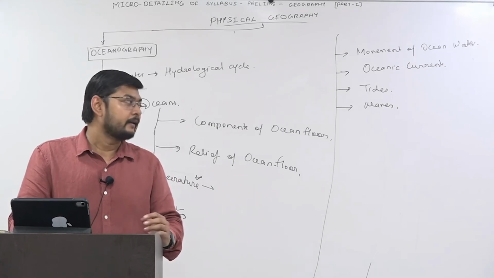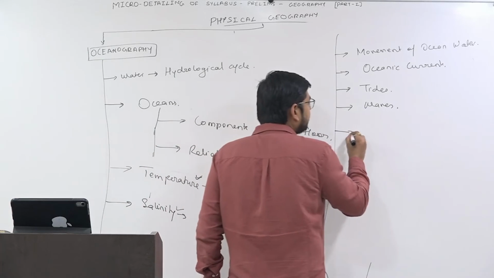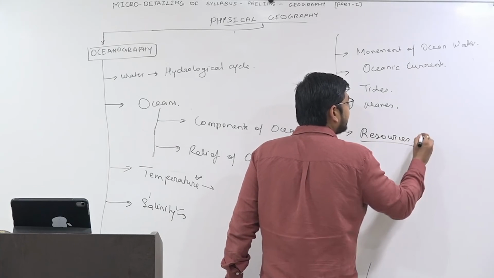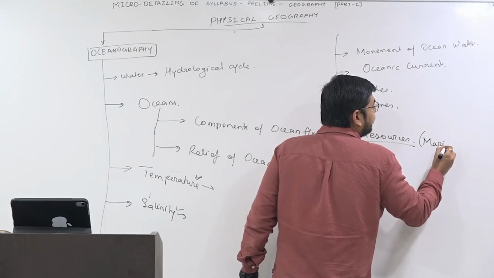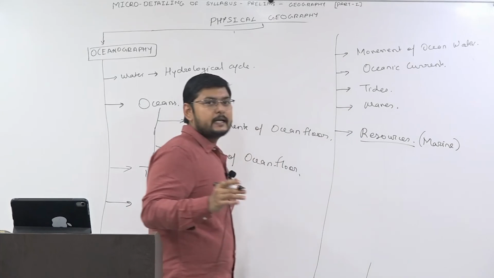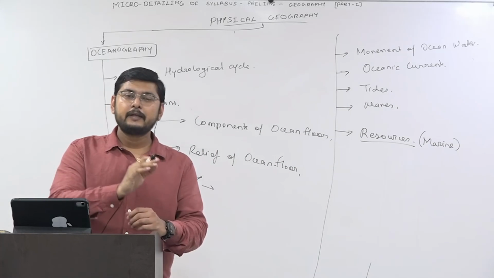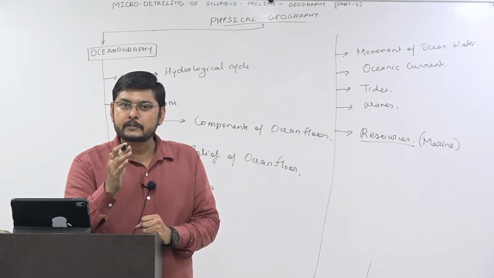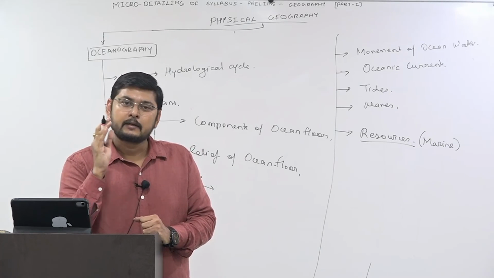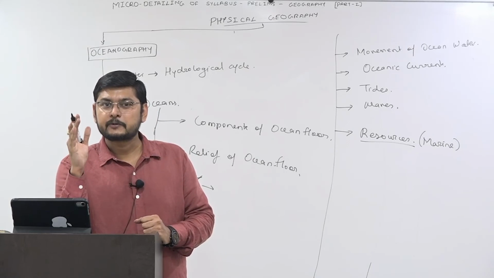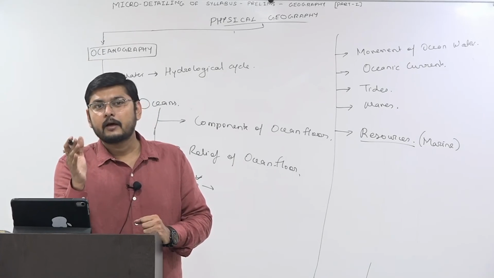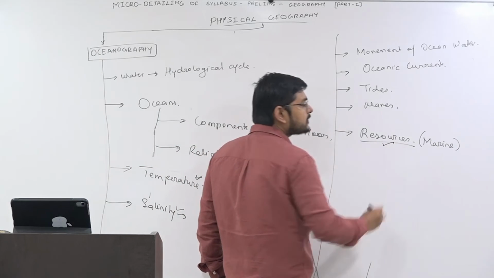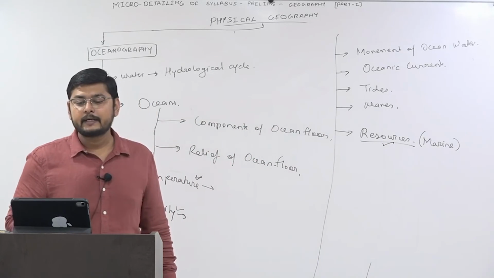Those will be studied in detail. Then the next important thing we have with respect to resources, that is marine resources. We see that on land or on water we have various resources. Inside the ocean also we have biotic resources, abiotic resources, metallic resources, non-metallic resources, organic resources or non-organic resources. So all these types of resources and the significance of those resources will be studied in quite detail.